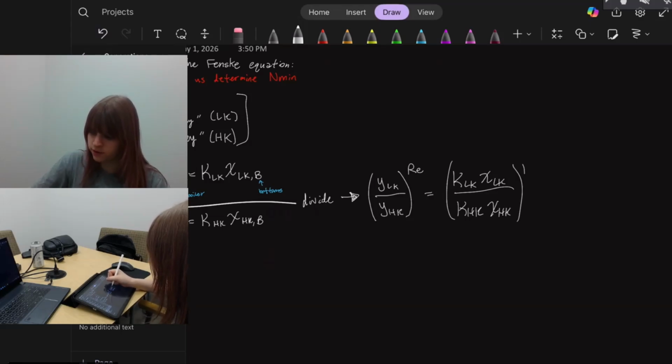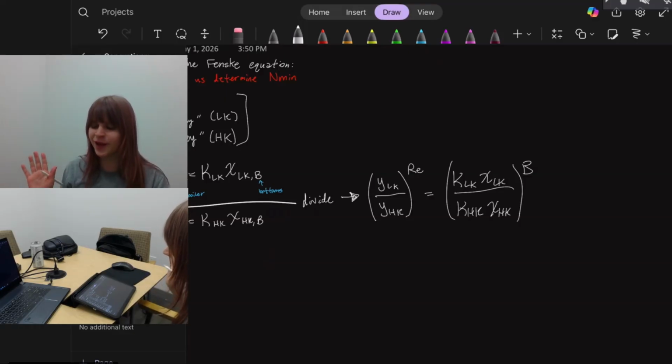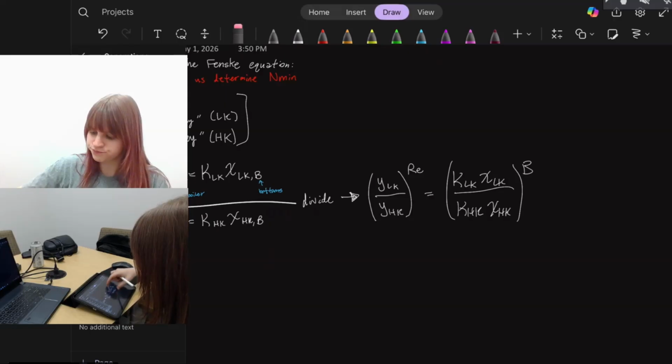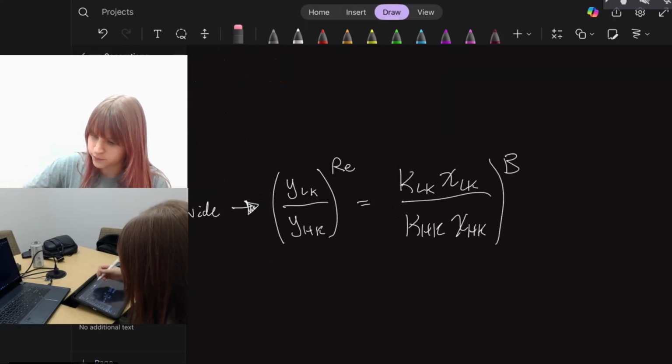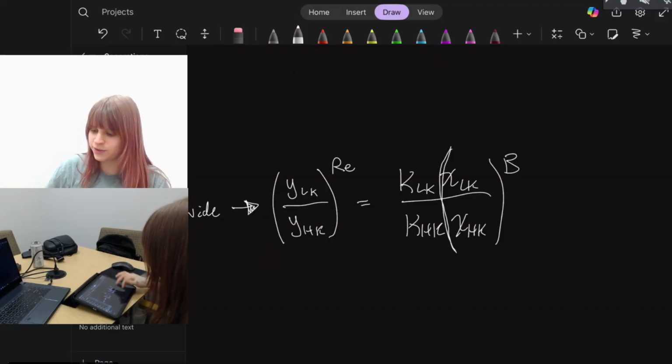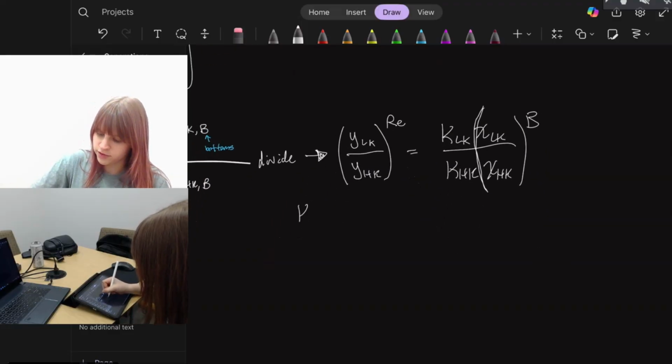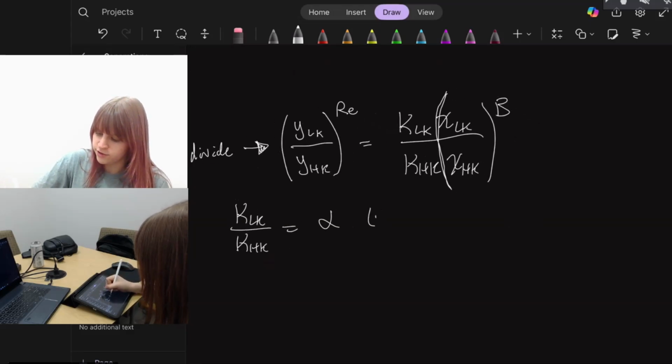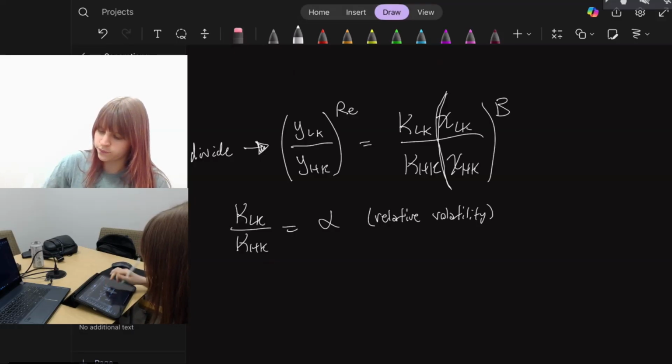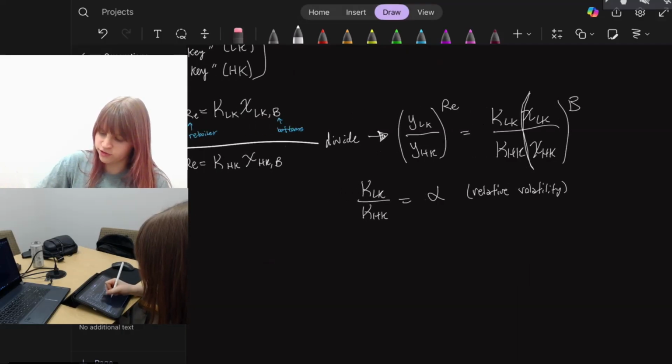And I'm similarly putting an exponent. It's not really an exponent. I'm just labeling that that is for the bottoms for those values within the parentheses. And actually, those don't need to be included, but we know that the ratio of these partition coefficients is equal to alpha, which is our relative volatility. So I'll rewrite this using alpha.